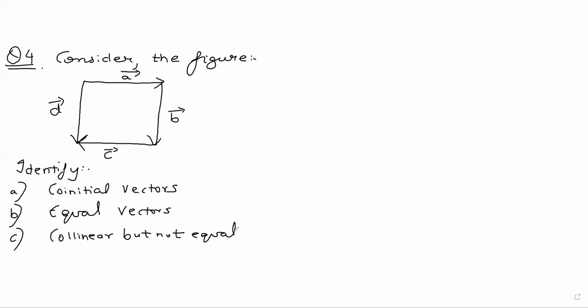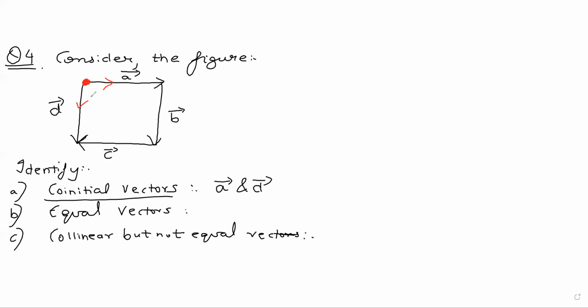Collinear but not equal vectors. Okay, so guys, what are co-initial vectors? Those vectors which have the same initial point. From the figure you can see vector A and vector D are co-initial vectors. Why? Because they have the same initial point, which you can see in red color. Vector A is starting from this point and moving in this direction. Vector D is also starting from this point and moving in this direction.